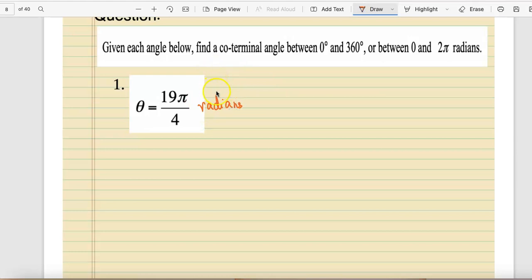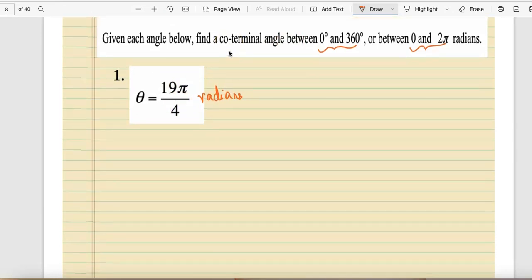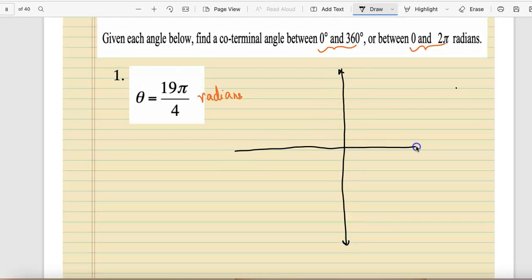And first off we have to find the coterminal angle between, look at the condition, 0 and 360 degree or 0 and 2 pi radians. So first of all, let's try to plot this angle over here. First step will be to plot this angle, and then we will find out what is the coterminal angle to this angle. Okay, so before I do this, just bear with me with the straight line over here.